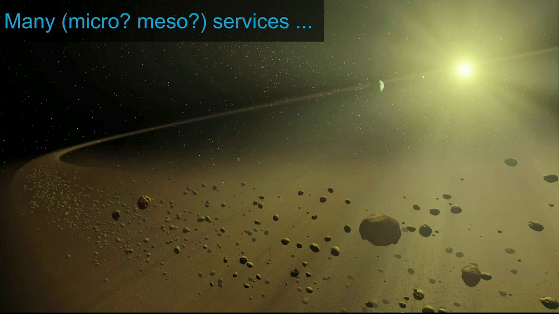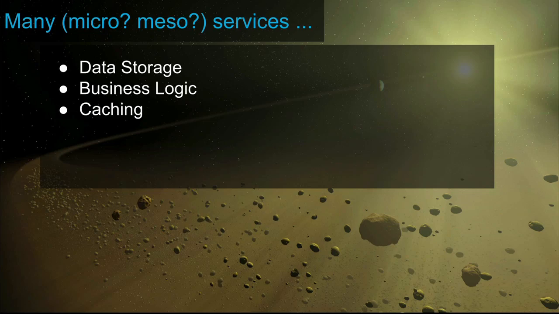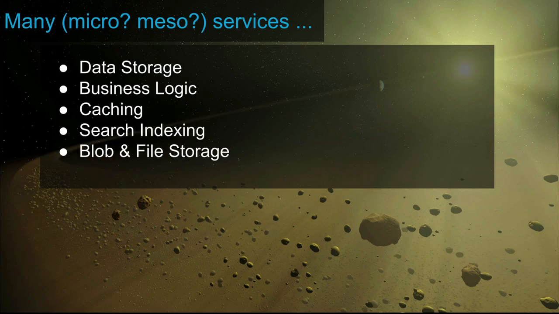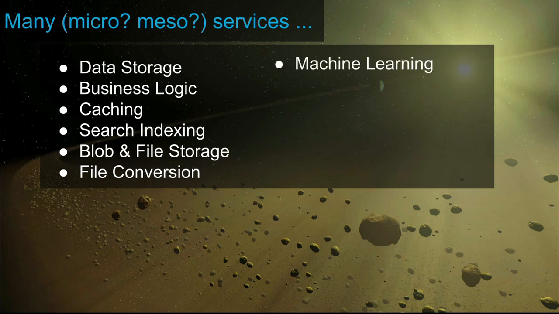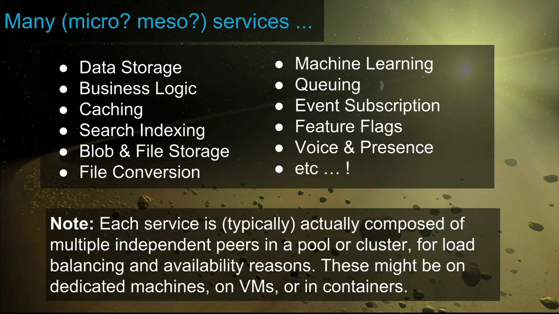But yes, there are a lot of different software services, physically running daemons on servers, in containers, and on physical hardware, running in our data centers that do things like data storage, run business logic, and do caching and search indexing, store big blobs of data and files, do file conversion processes from PDFs to other kinds of data and things like that. And then on top of that, we also have services for machine learning and queuing and event subscription and feature flags and basically tons and tons of different discrete software services, which is great, okay? And there's a lot of these.